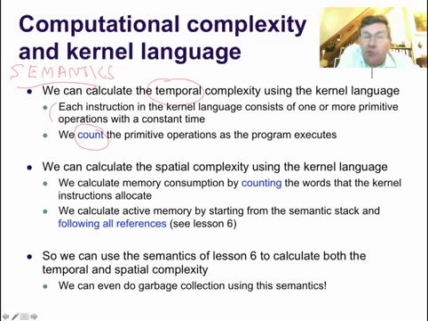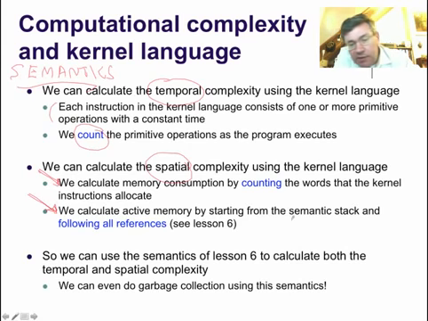So when the program executes in the semantics, we can also compute the spatial complexity, the memory consumption, and the active memory. The memory consumption is calculated by counting the number of words that kernel instructions allocate. We know that, so that's pretty easy. The active memory is actually harder. We have to figure out which part of the memory is active and which part is inactive.